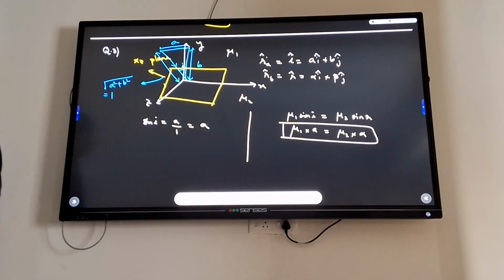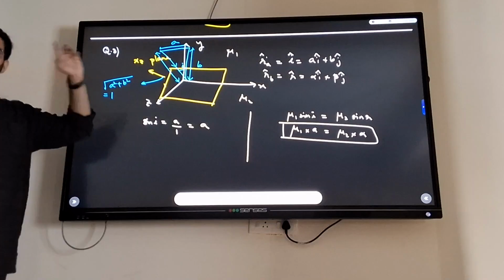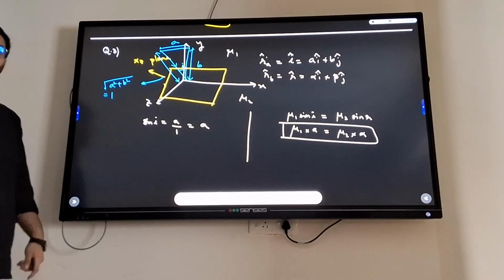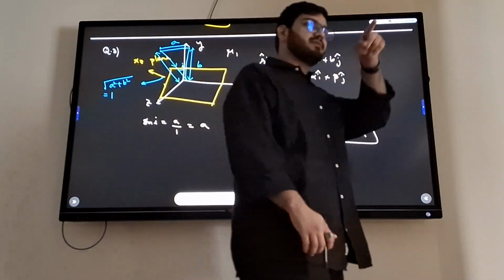Did you understand? You just have to make a triangle. Imagine in 3D and then try to make a triangle. Are you understanding?